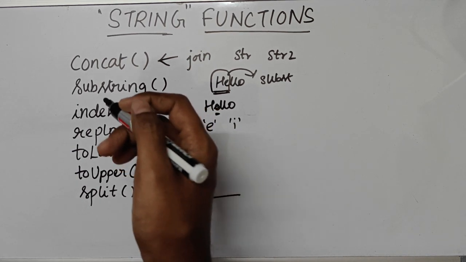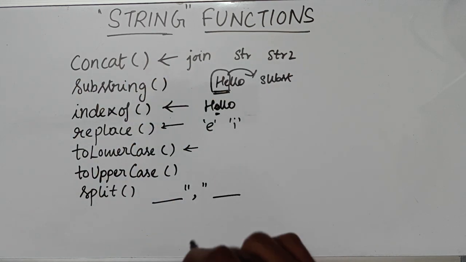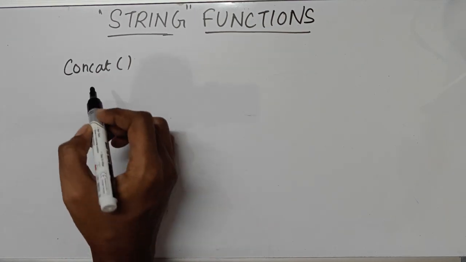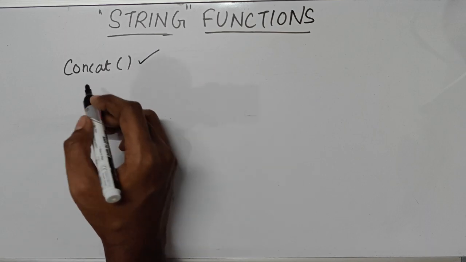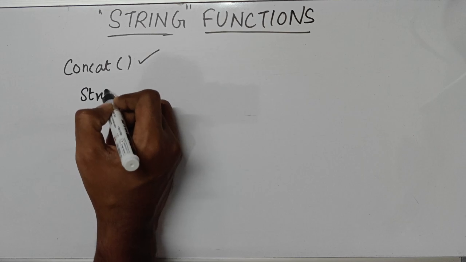Anything before the comma becomes one string, and anything after the comma will become the other string. So now let's see the proper syntax for each of these. Okay, so first let's see about concat. Concat is like joining two strings.